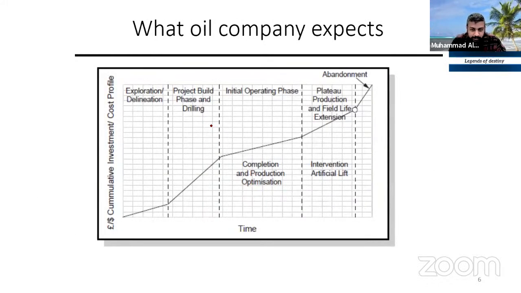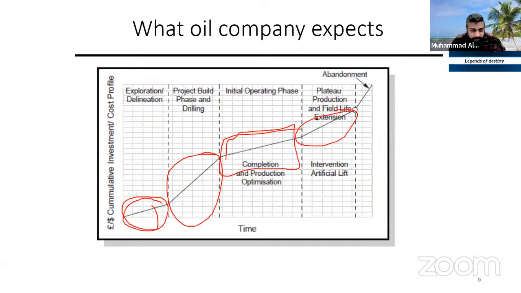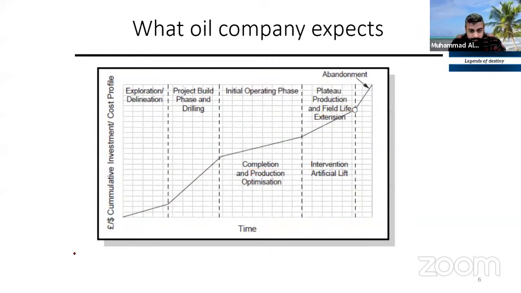Here is the oil company, and how they start making money. The first phase is the exploration phase. They don't really make a lot of money. In the project building phase, they drill a number of wells, let's say 3 or 4 wells. Then this is the main period where they make the money. And in the last phase, they do some artificial lift, they put in some pumps, they try to increase the production and so on. So mainly these 2 parts are where they make the money.